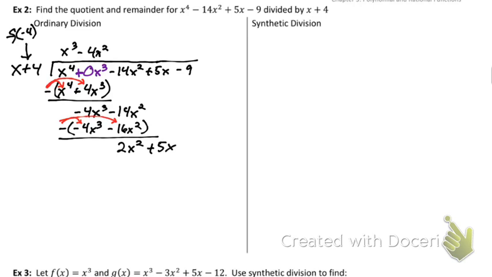What's my next number? What's that next number that's going to go up there? Brian? Plus 2x. Thank you. So now when I do 2x times x, that's going to give me my 2x squared. Plus 2 times 4, which would be 8x. I am subtracting that, so I'm going to make sure to distribute that negative sign. 2x squared minus 2x squared is 0. 5x minus 8x is going to be a negative 3x. Finally, I'm going to carry down that 9.